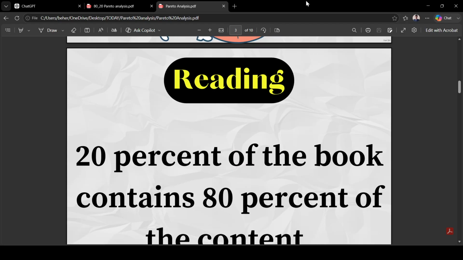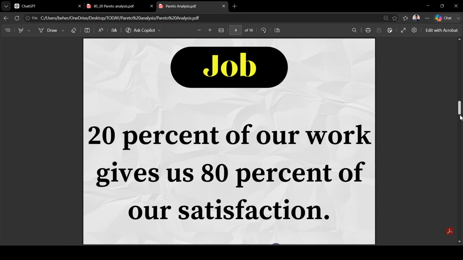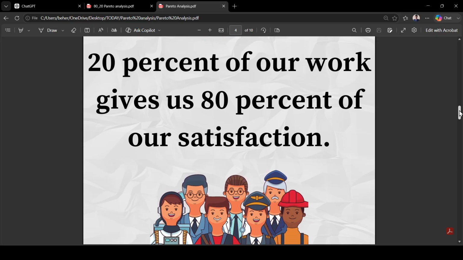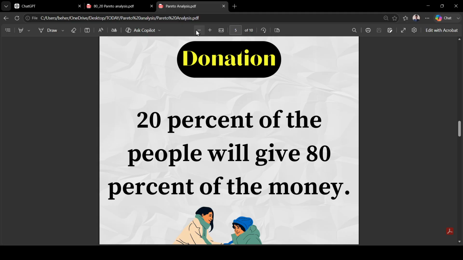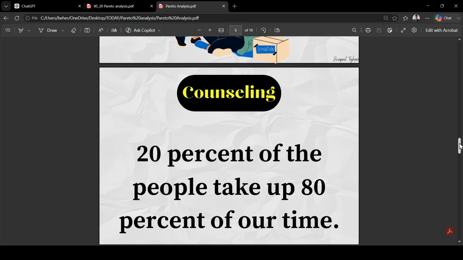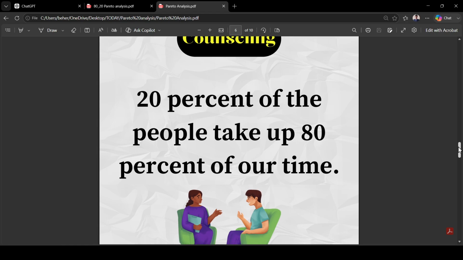Reading: 20% of the book contains 80% of the content. Then job: 20% of your work gives you 80% of your satisfaction. Donation: 20% of your people will give 80% of the money. Then counseling: 20% of the people take up 80% of your time.